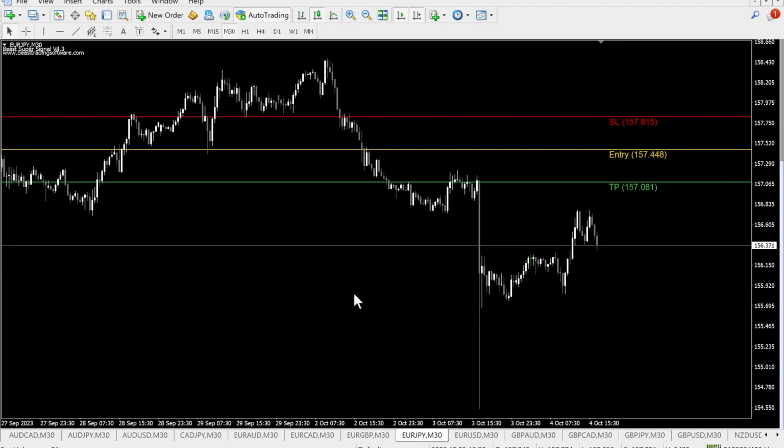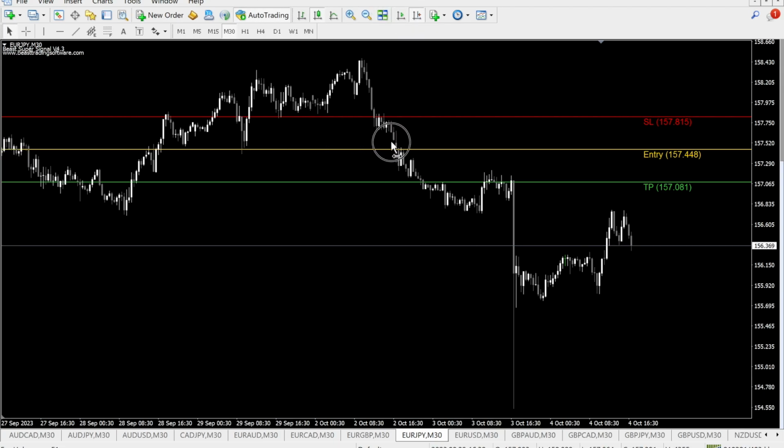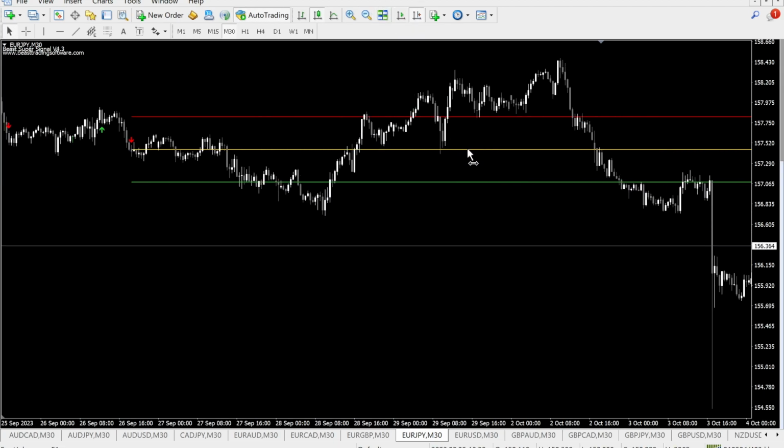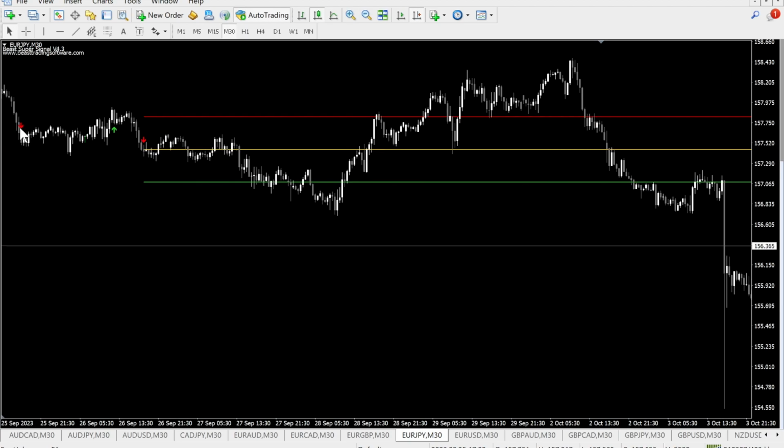Then on to Euro JPY. Doesn't look like there's anything going on. I can see there is a signal back there, so let me just scroll back. Okay, so there was a sell here that would have been a win. Here was a buy. This buy was a loss, and we had a sell here, which was a win. So not too many signals on this pair, but we have 2 winners and 1 loser.